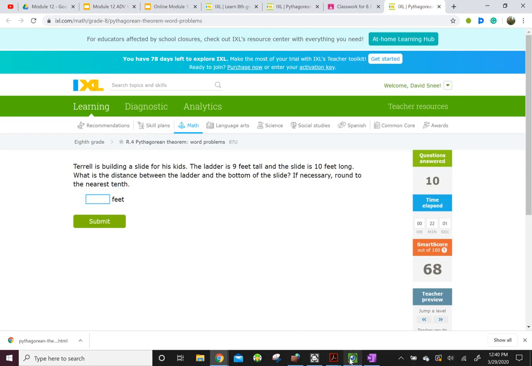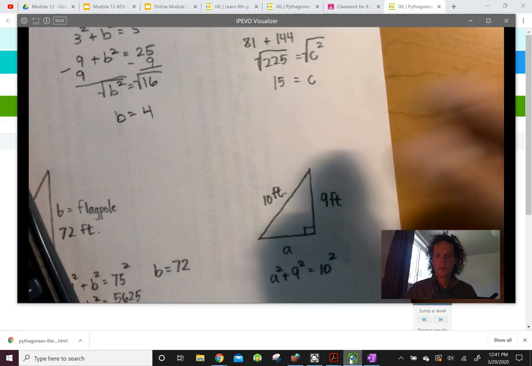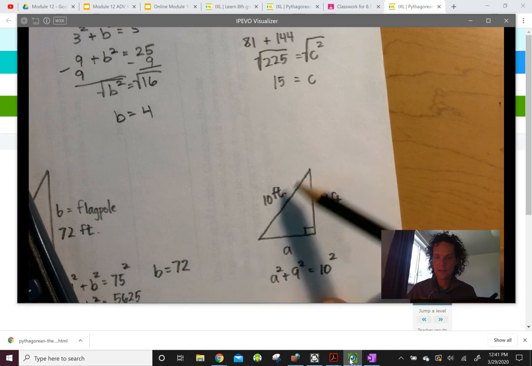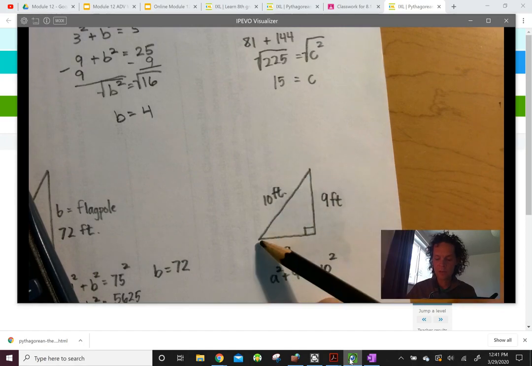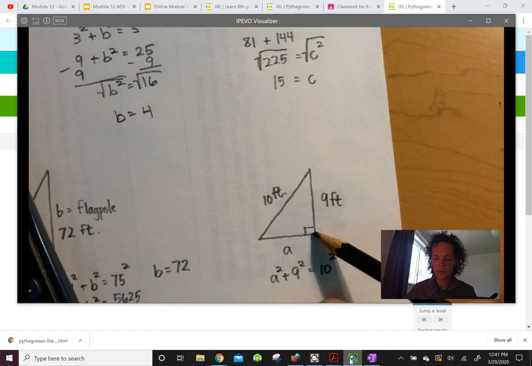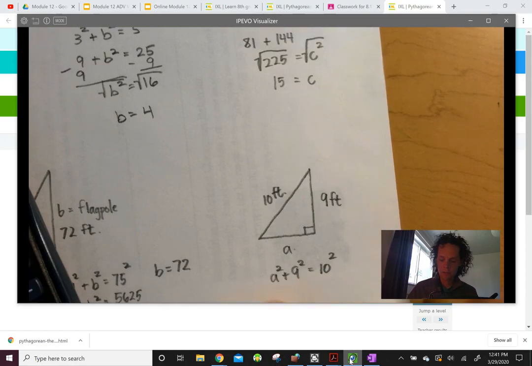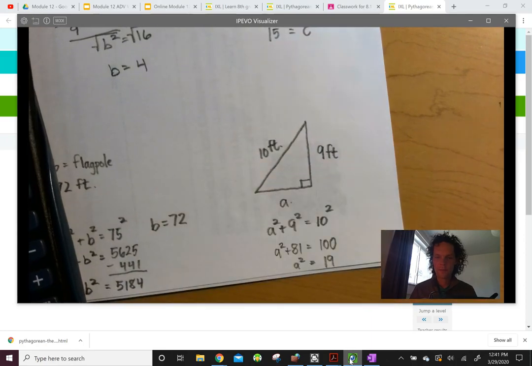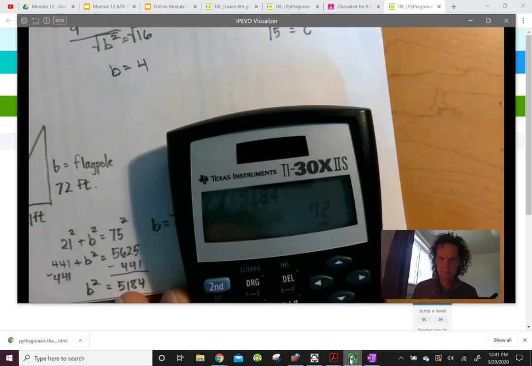All right, I'm going to go back here. So here's my ladder, 9 feet. Here's my slide, 10 feet. And I'm trying to find the distance between the bottom of the slide and the bottom of the ladder. Okay, that's one of the legs. A squared plus 9 squared equals 10 squared. So A squared plus 81 equals 100. And so I know that A squared equals 19. So I need to find the square root of 19.